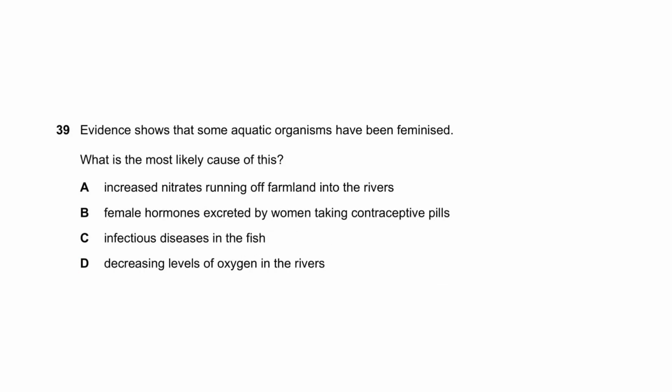Question 39 says evidence shows that some aquatic organisms have been feminized. What's most likely the cause of this? Increased nitrates running off farmlands into the rivers. This is wrong because it causes eutrophication, not aquatic organisms getting feminized. Female hormones excreted by women taking contraceptive pills. This is correct because the hormones are then released into the ocean with the sewage and they're taken in by aquatic organisms. Infectious diseases in the fish. This is wrong because diseases can't cause feminization. Decreasing levels of oxygen in the river. This is also wrong because it doesn't cause feminization, it's only female hormones.